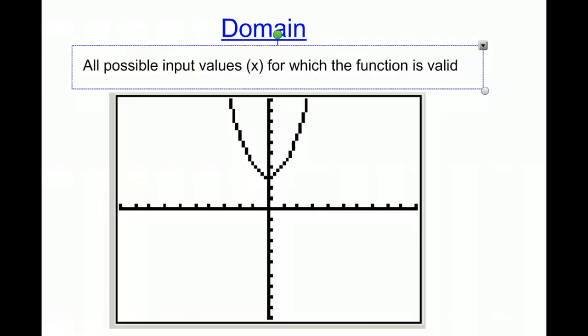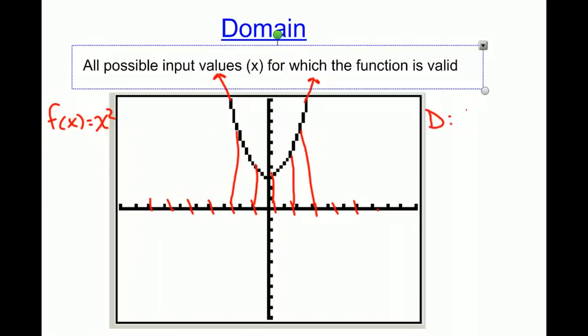Looking at another graph, this is the parent function f of x equals x squared. Now again, we're looking at those x values and we're seeing if they have a corresponding y value, which in this case they all do. Now this graph continues up and out as it grows. So again, our domain is all real numbers because there are no breaks or asymptotes to see.